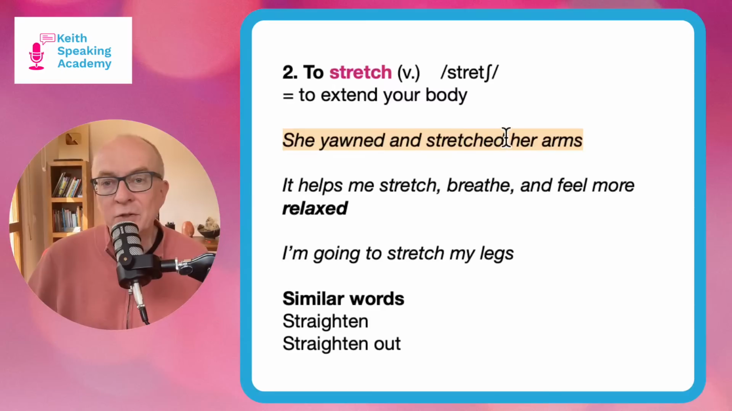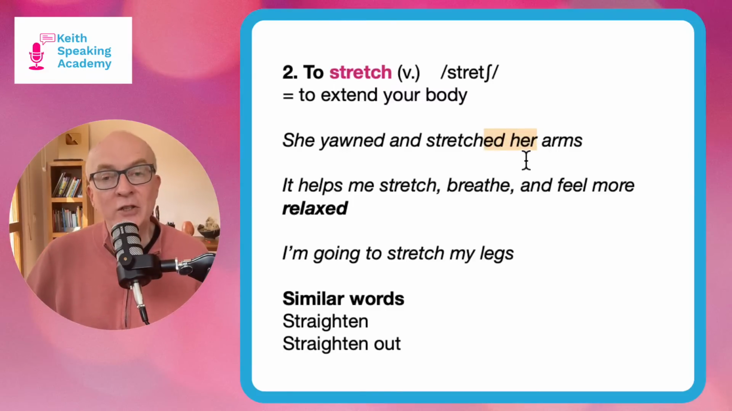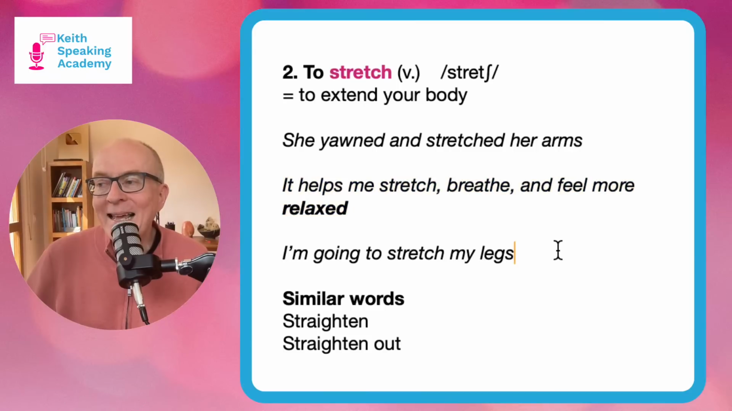Stretched her arms. So notice stretch, when it goes in the past, stretched, the d is very quiet, but here it links. Stretched her arms. It could link. She stretched her arms. It helps me stretch, breathe, and feel more relaxed. That was Alice at the beginning, remember? It helps me stretch.